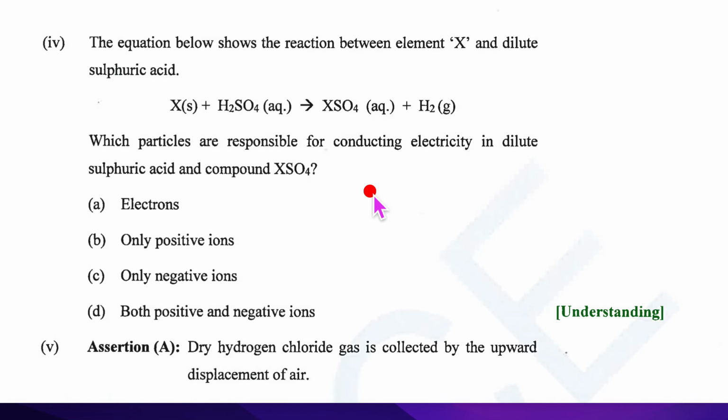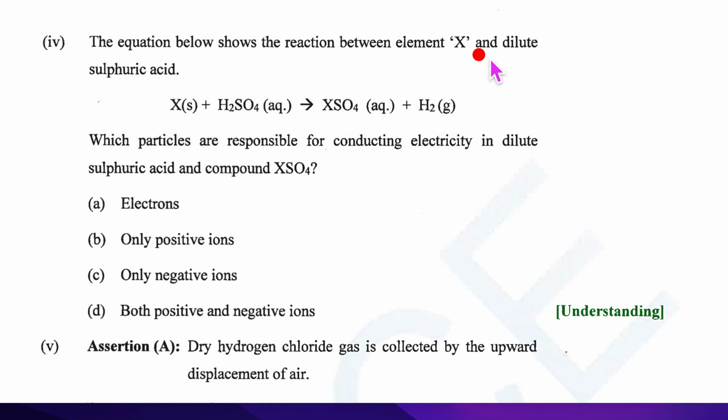Let's come to the fourth one. The equation below shows the reaction between element X and dilute sulfuric acid. So we have this reaction taking place. Which particles are responsible for conducting electricity in dilute sulfuric acid and compound XSO4? This is aqueous, this also is aqueous, which means in the electrolyte it is because of the movement of ions. Now, can they be only positive ions, only negative? No, it will be both of these. So electrons is totally out of the question.